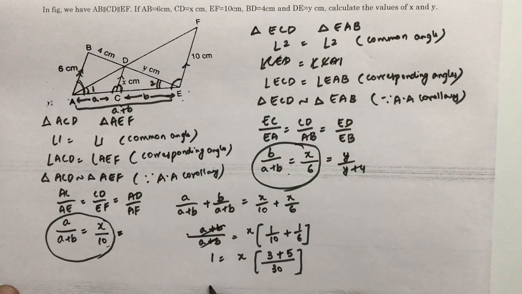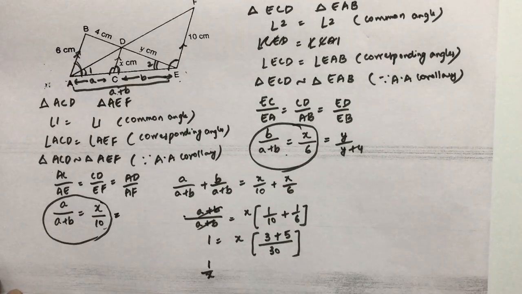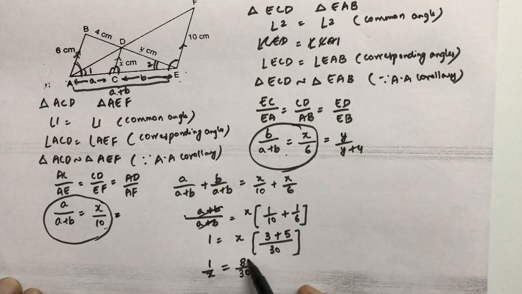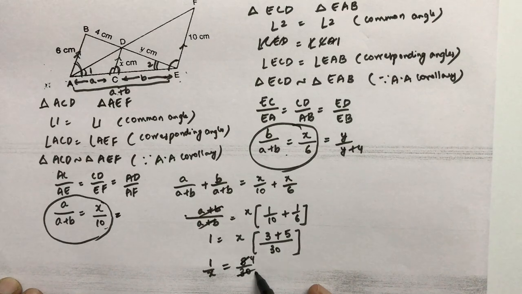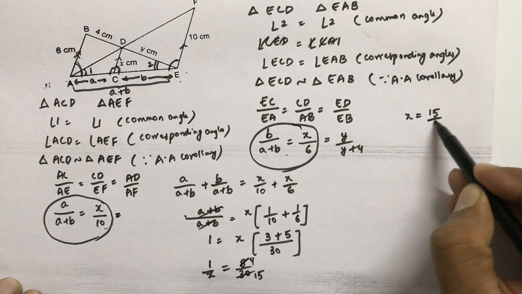So 1 by X equals, if we transpose, 8 by 30. That, if we cancel, 2 times 4, 2 times 15. So X equals 15 by 4.